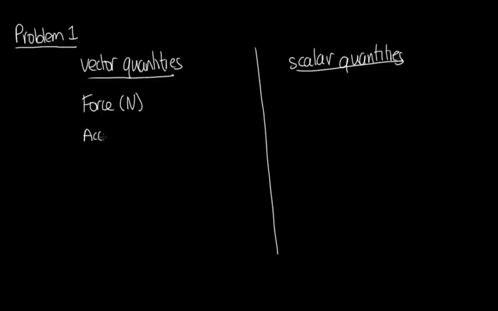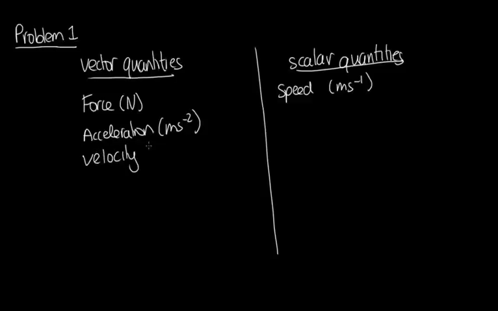Acceleration, measured in meters per second squared, is also a vector. Now speed is a scalar quantity measured in meters per second. Velocity is equivalent to speed except that it's got a direction as well. So it's over here in the vector quantities, and it's got the same units, meters per second.